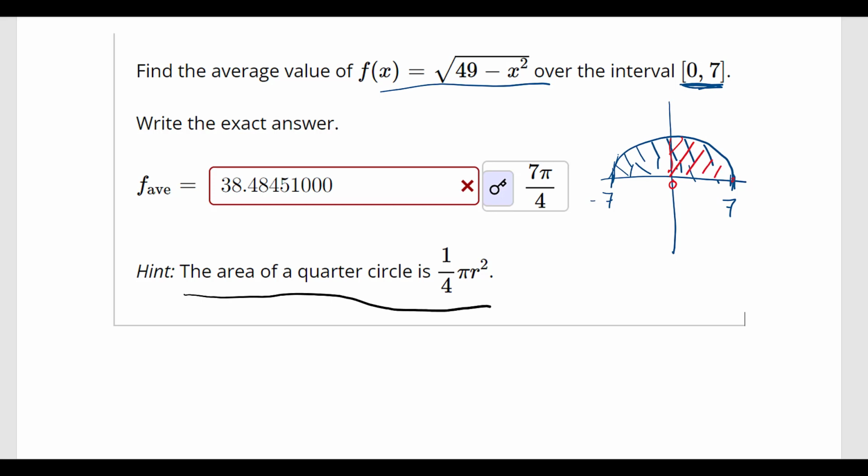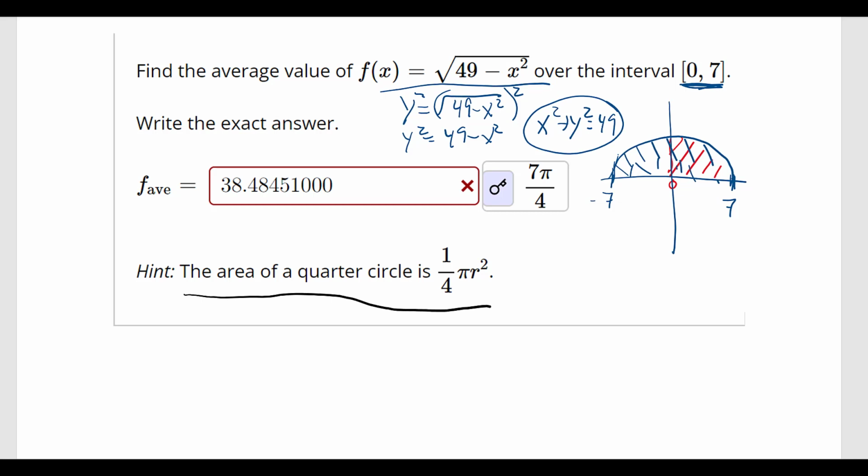Now, if you weren't sure about what this was, think of this as y equals the square root of 49 minus x squared, and you square both sides: y squared equals 49 minus x squared. So if we bring that x squared over, x squared plus y squared equals 49. So that's a circle that has a radius of 7.